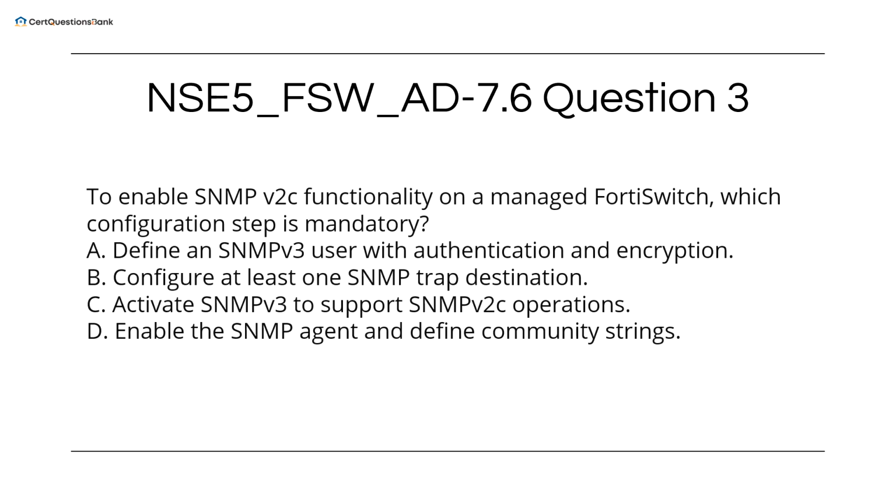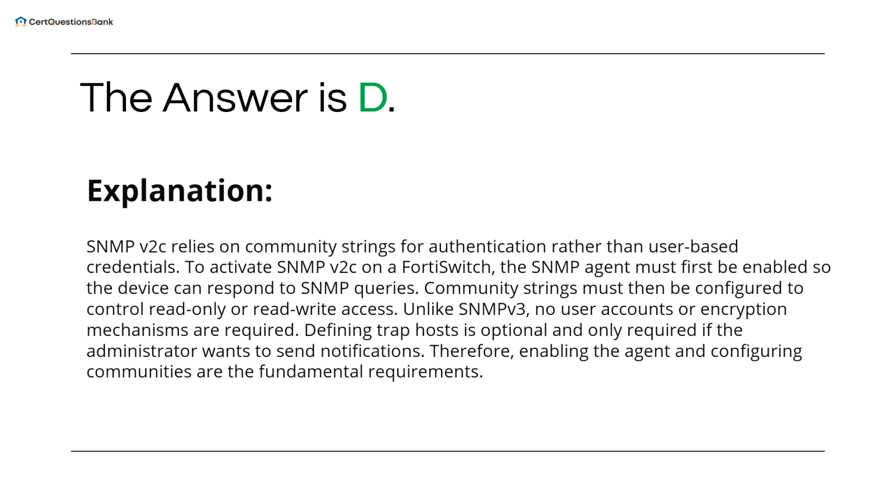To enable SNMP version 2C functionality on a managed FortiSwitch, which configuration step is mandatory? A. Define an SNMPv3 user with authentication and encryption. B. Configure at least one SNMP trap destination. C. Activate SNMPv3 to support SNMPv2C operations. D. Enable the SNMP agent and define community strings. The answer is D.